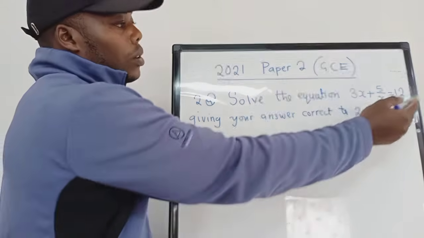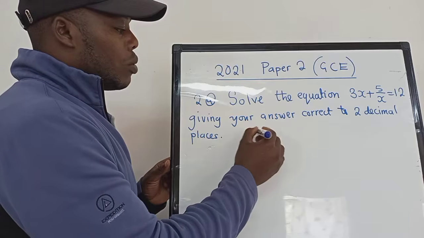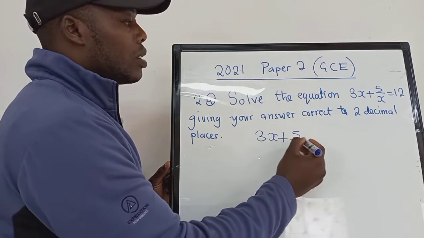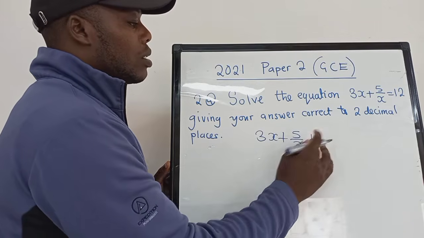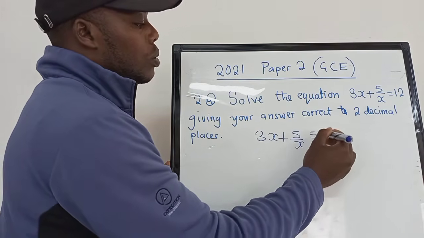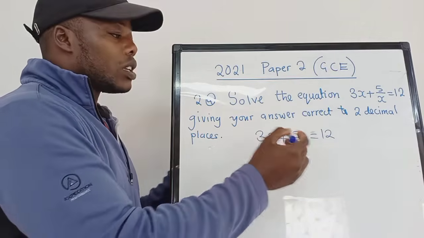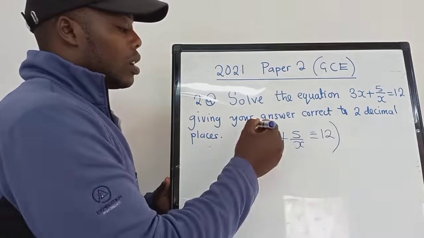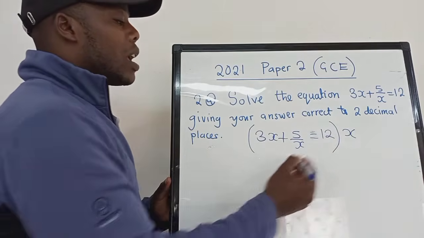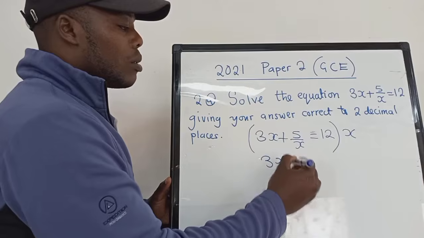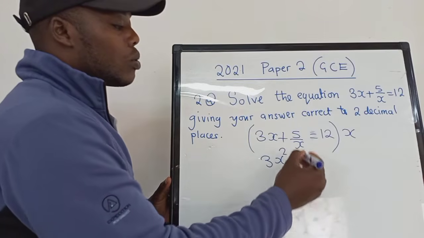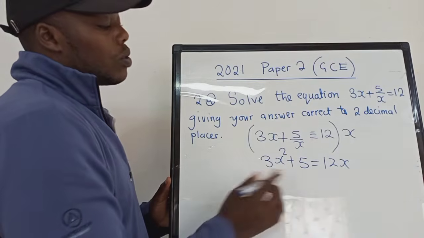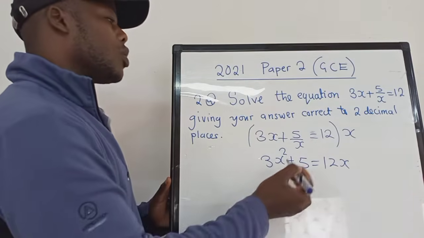The way it looks here, we have 3x plus 5 over x is equal to 12. So we need to change this into a quadratic equation. How do we do so? We just multiply everything by x. So here we have 3x squared plus 5 is equal to 12x. This is how it will look once you multiply.